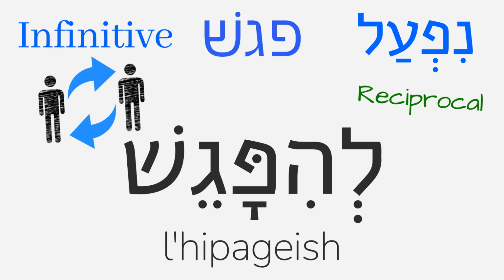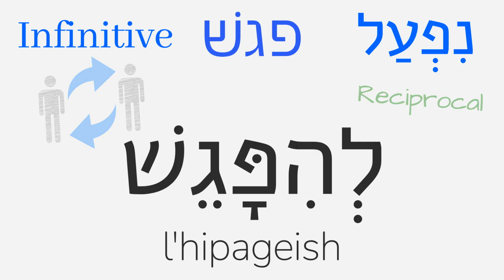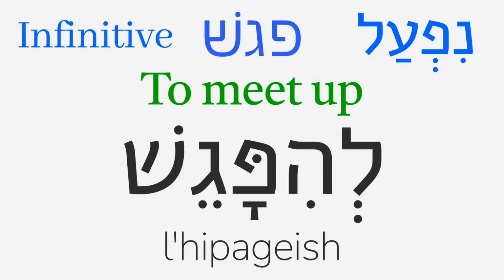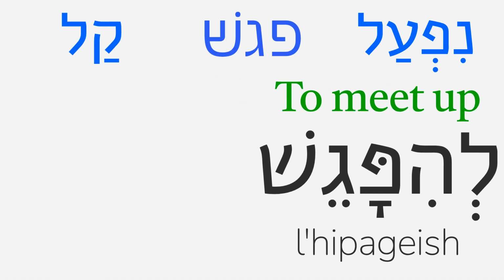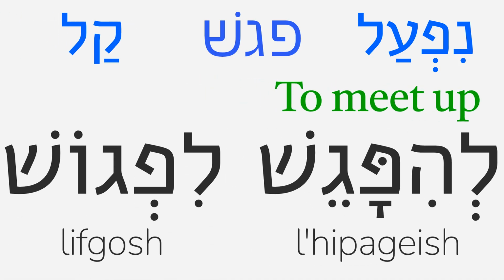This means the reciprocal nefal verb lahipagesh means to meet someone and also be met by them. The way we tend to say this in English is to meet up. In modern Hebrew, the kal verb lifgosh just means to meet, often by chance, while the nefal verb lahipagesh means to meet up, usually implying the meeting was planned by those involved.